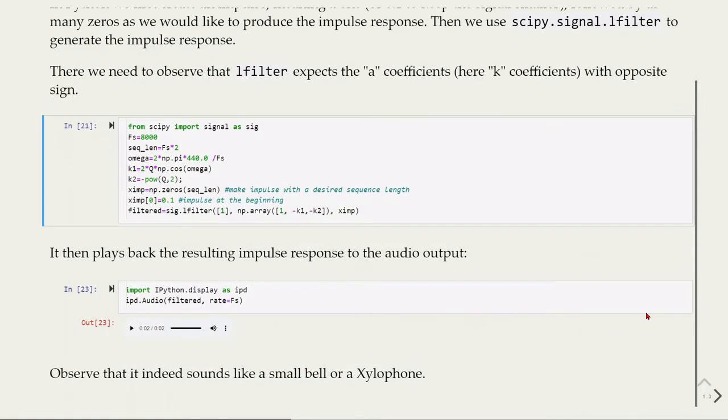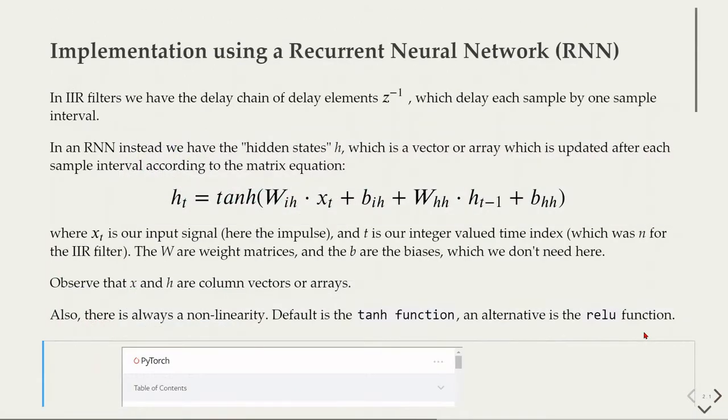So first we used our infinite impulse response filters to generate this impulse response, but now what we're going to do is implement it using a recurrent neural network, also called RNN.